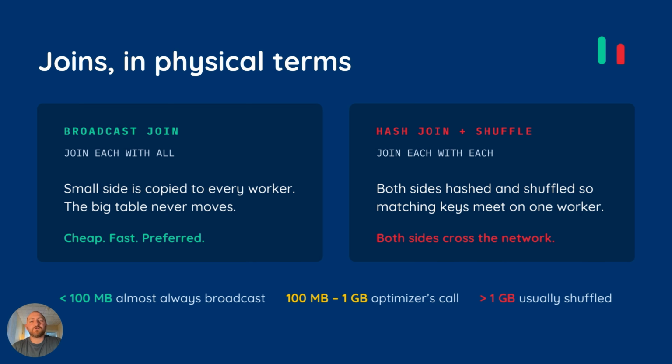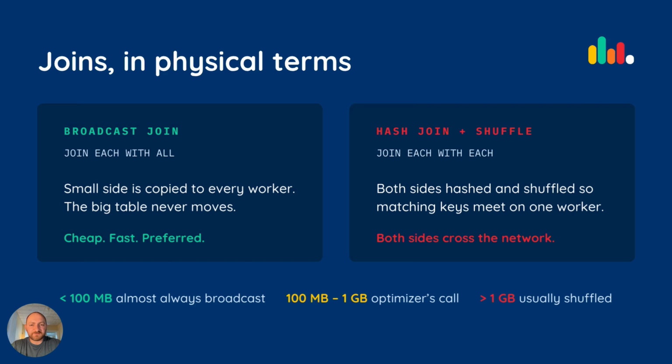Now we can talk about joins properly. BigQuery has two main strategies, and their choice depends on the size of the smaller side. Strategy 1 is the broadcast join. If one side is small, BigQuery just sends a full copy of it to every worker handling the big side. The big table never moves, only the small one does. Cheap, fast, and preferred. In the execution plan, it shows up as join each with all. Each is the big side, all is the small side going to all workers.